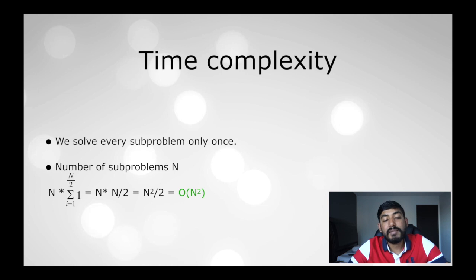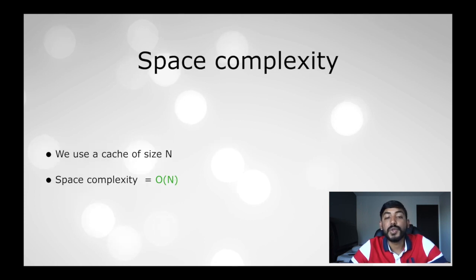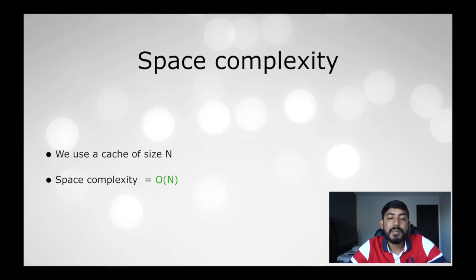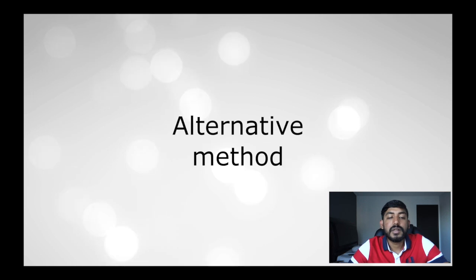So the time complexity of this solution is O of n squared, which is much better than O of 2 to the power of n, right? And what is the space complexity of this memoization solution? We are using a cache of size n, so the space complexity is O of n.